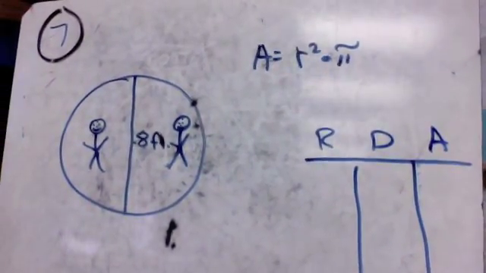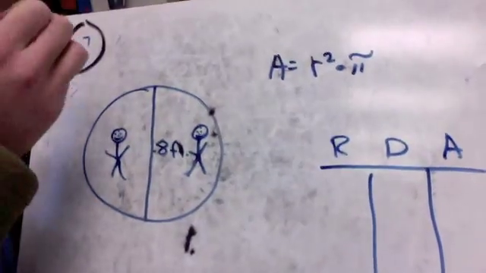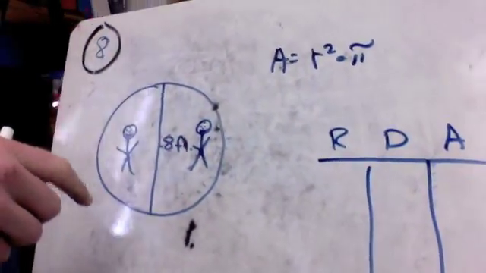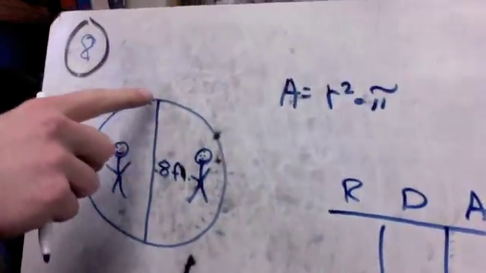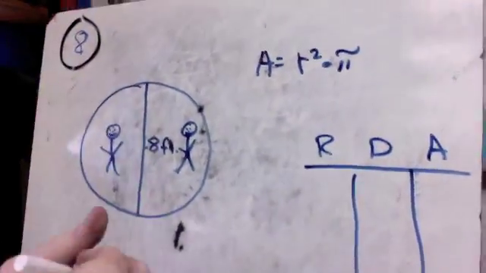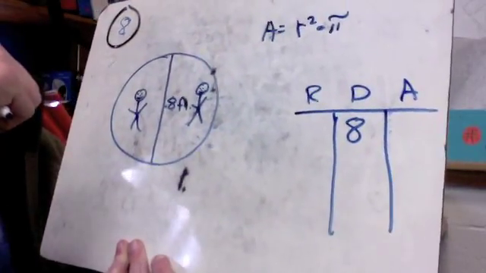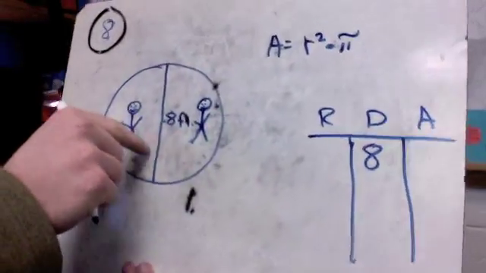All right, and this one we're trying to figure out how much of the sandbox each brother has. It's a circular sandbox, and it's 8 feet all the way across. All the way across would indicate diameter, so that's going to be 8. So we need to figure out how much space is in here and how much space is in here.